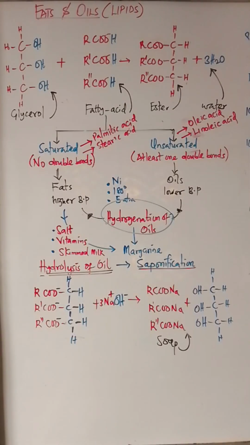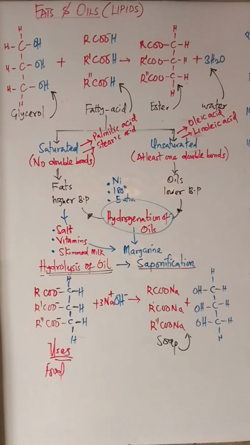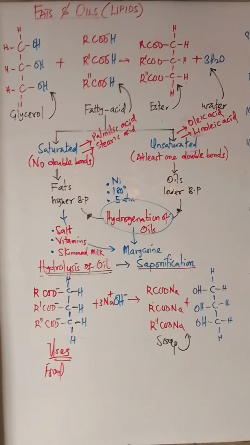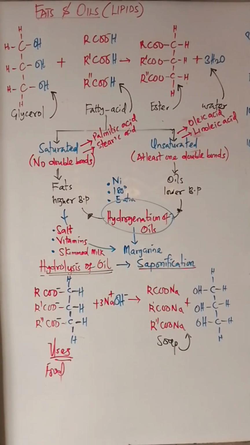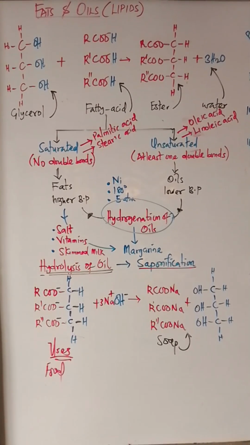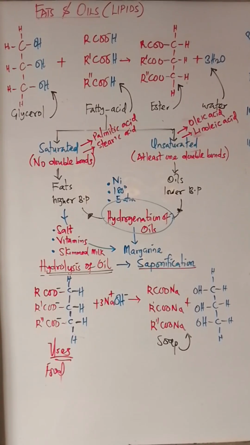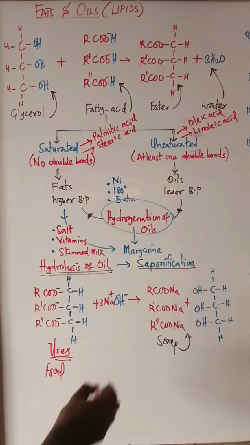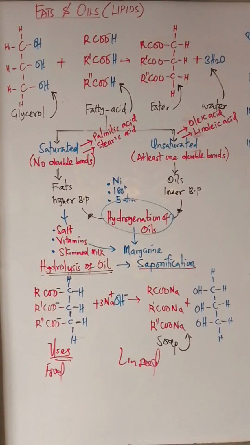Now let's talk about the uses of fat and oil. Number 1, they are mainly used as food. Yes, fats are consumed as food. And they can be turned to margarine also. Number 3, some of them are used to make soap. We use palm oil for cooking, and we also use coconut oil for making soap. They have a particular oil, linseed, which is used in the production of paint.